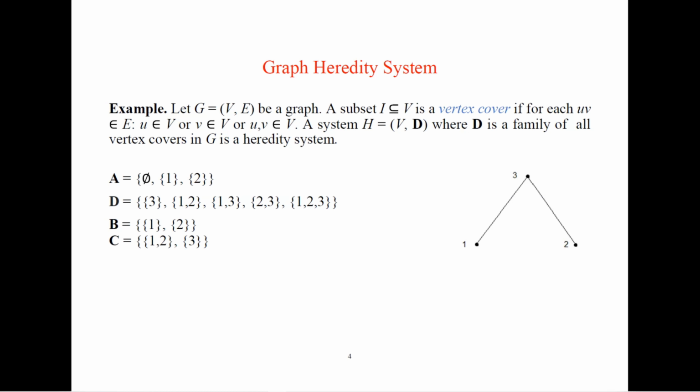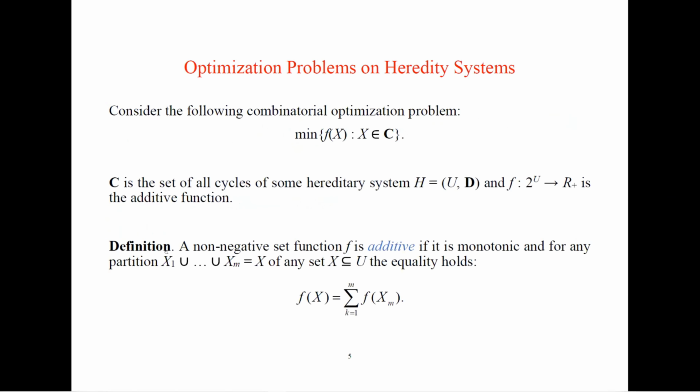On the right, you can see I drew a little example of a graph with 3 vertices and 2 edges. I wrote all the indexed families A, B, C, and D on the left. For us, only D and C are interesting, and you can see that D is all vertex covers of this graph, and C is the minimal vertex covers of this graph.